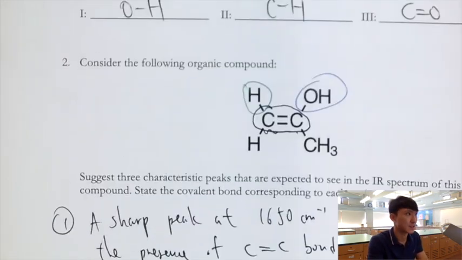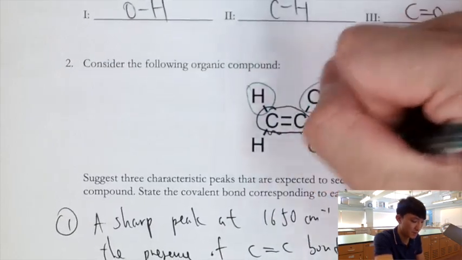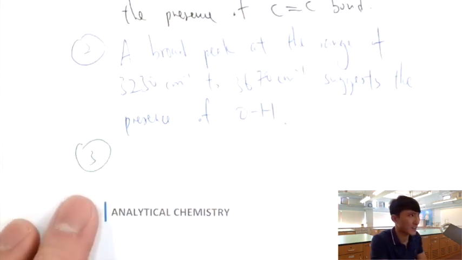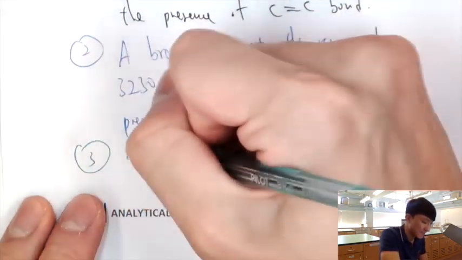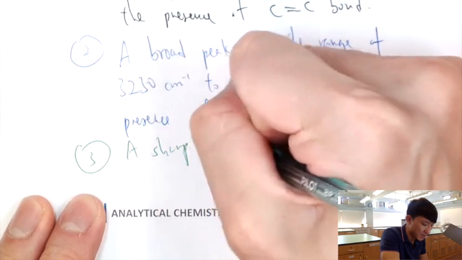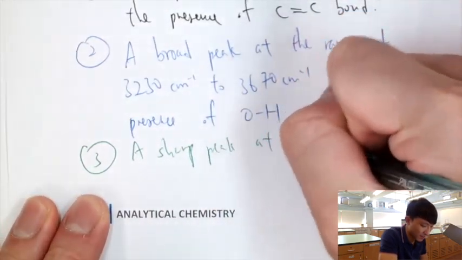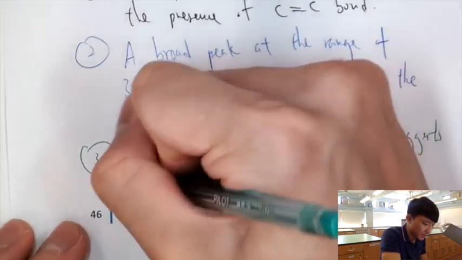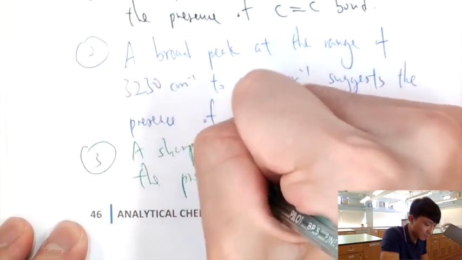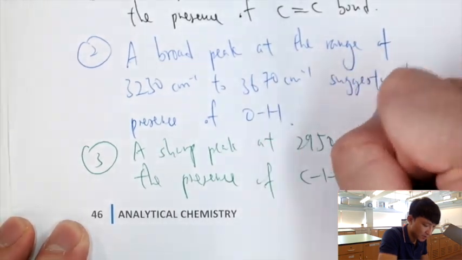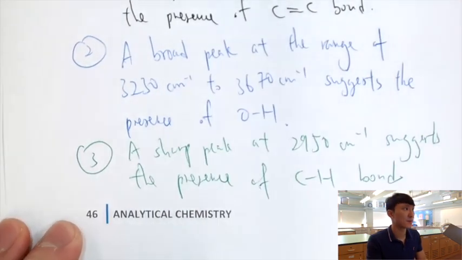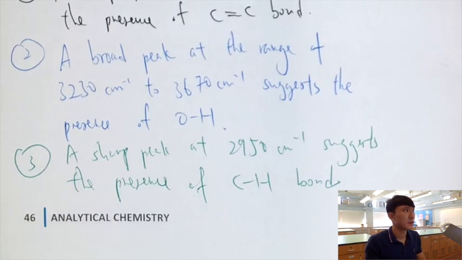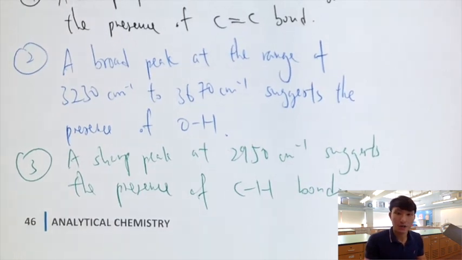And lastly, the only one that you can talk about is the CH bond, the CH bond over here, or maybe here, or maybe here. Not very meaningful, but this is the only peak that we can mention: a sharp peak at 2950 cm^-1 suggests the presence of a CH bond. So this is how we do the assignment, how we describe it.